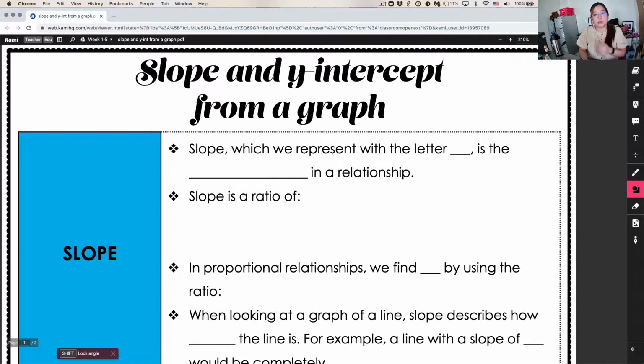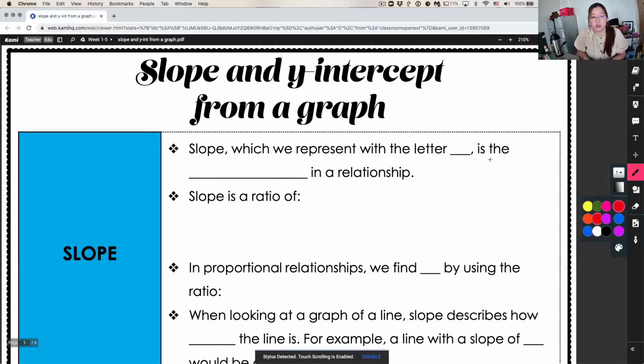Okay, so slope, which we represent with the letter M. Let's use the color red. The letter M is the rate of change in a relationship.